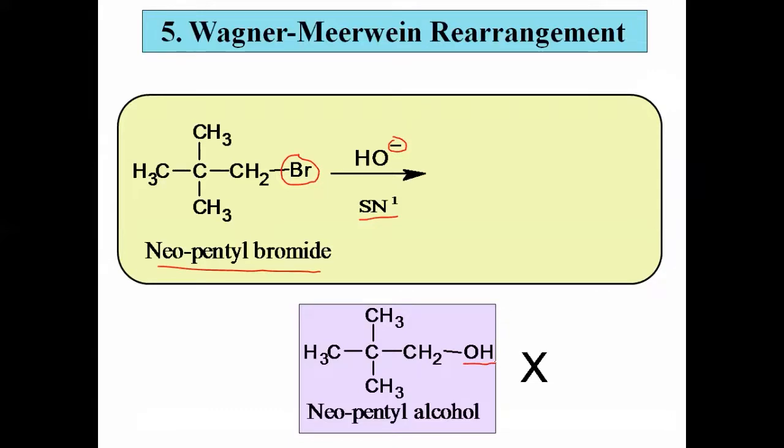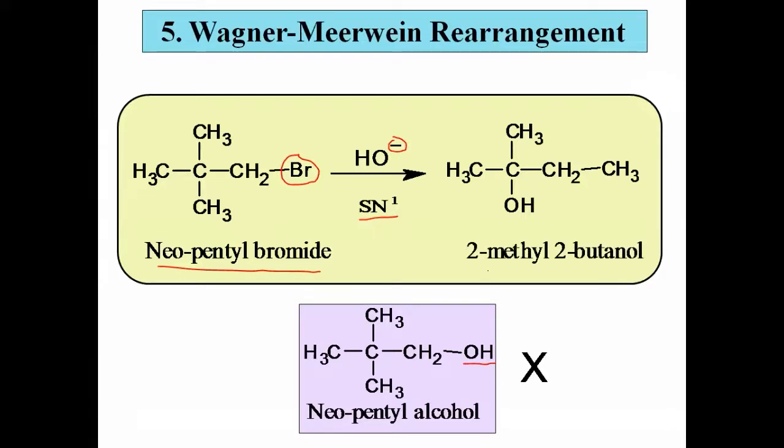यामध्ये आपल्याला हा प्रॉडक्ट मिळत नाहीये. There is no formation of neopentyl alcohol. In actual practice, there is a formation of some different product. We get this type of compound, and this is nothing but 2-methyl-2-butanol. Actually, there are 4 carbon atoms in the chain, hence it is butanol. Then there is a methyl group. Also, OH group is present on carbon atom number 2. Therefore, it is 2-methyl-2-butanol. Okay, we get an unexpected product.